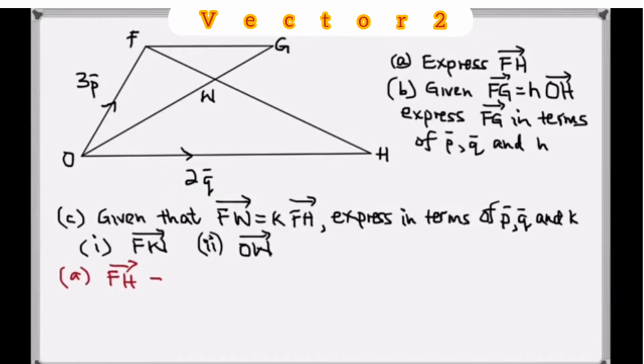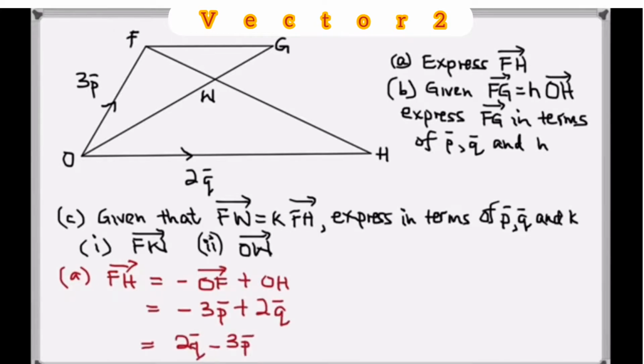So for part A, here FH, from F to H, we go in the direction which is opposite the arrow, so we are subtracting, minus 3p, then we go the same direction as the arrow, so we are adding vector Q. So this will be our answer, and you can rearrange and start with the positive, then the negatives.